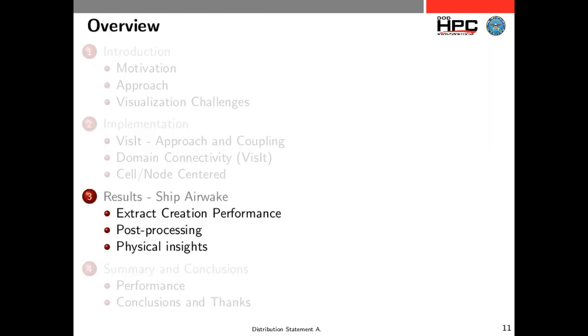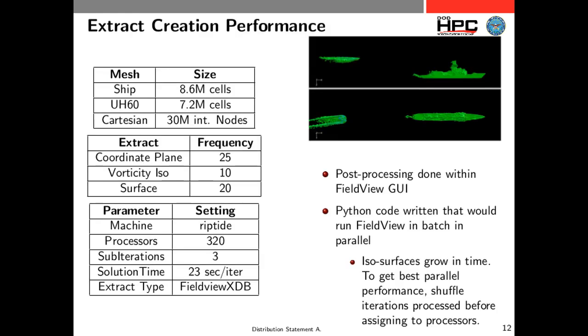So for results, I'll skip the hover case and go straight to the ship air wake. This calculation had close to 9 million cells on the ship and 7 million cells on the helicopter. These meshes are clipped near the body, and the Cartesian solver does most of the off-body work. The Cartesian mesh started at 30 million compute nodes and grew over time to 50 to 80 million.